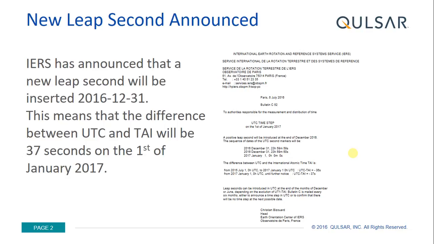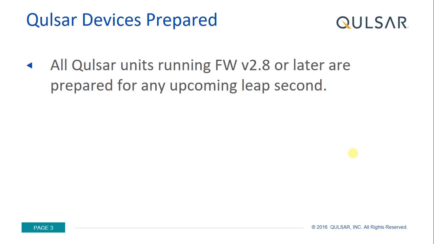Well, if it doesn't make too much effect on everyday life, there are certainly systems that rely on accurate UTC time, including proper handling of leap seconds. That is, for example, telecom systems, power systems, or systems in the financial sector. Then it's good to know that the Qulsar units are prepared for this upcoming leap second.